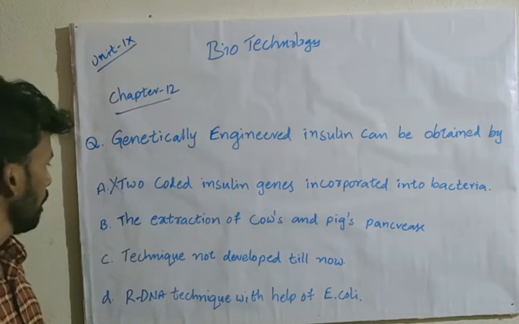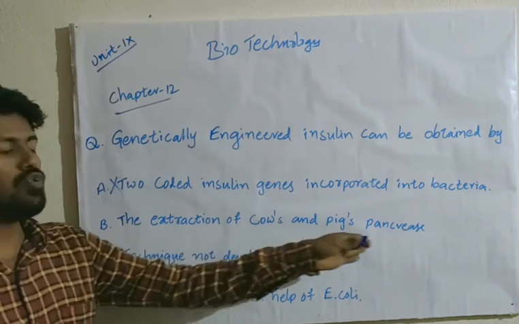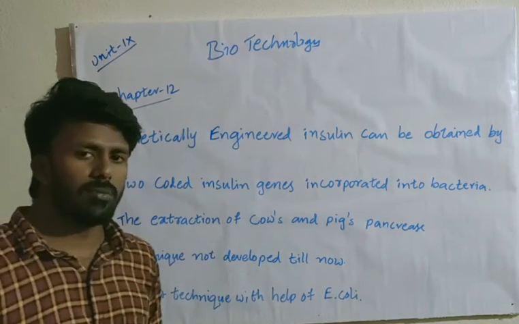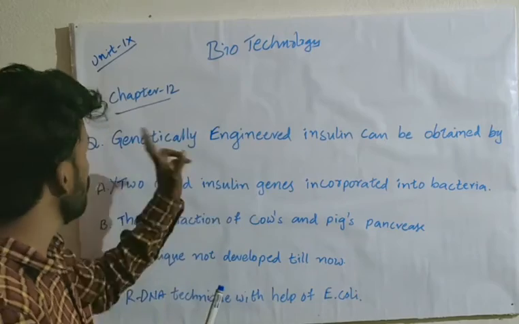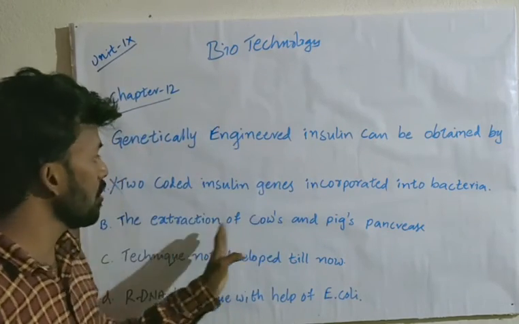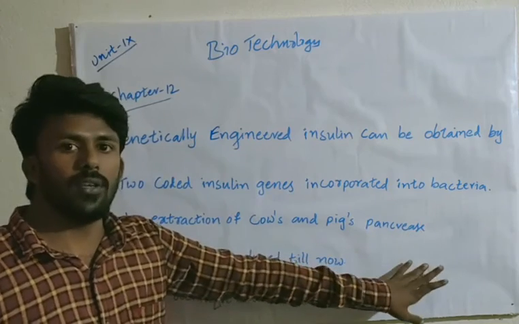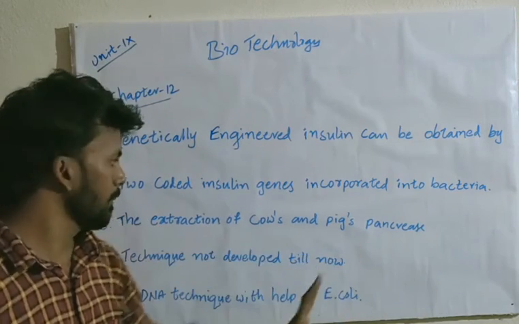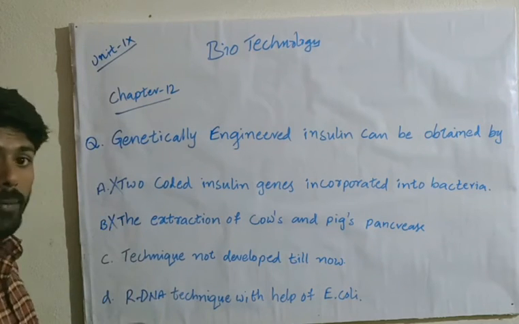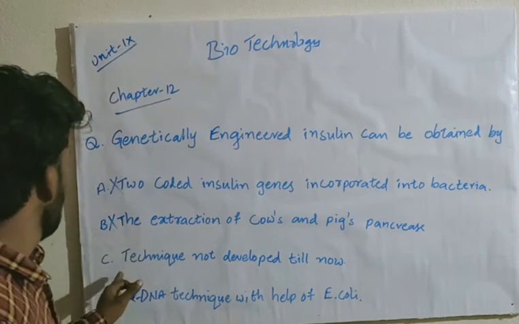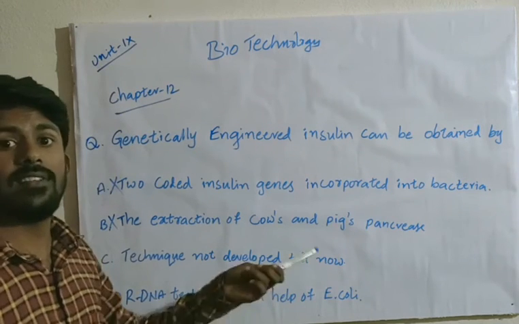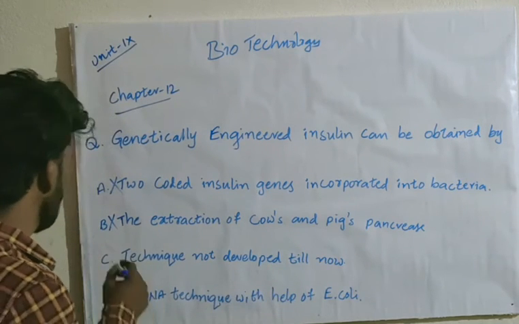And option B, the extraction of cows and pigs pancreas. This was the right answer, but not now. Before genetic engineering was found, the extraction of cow and pig pancreas was used for insulin. And this is also not the right answer. Coming to option C, technique not developed till now. Already we have discussed the technique, so option C is also wrong.